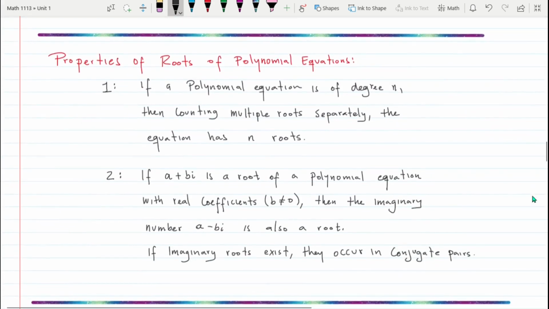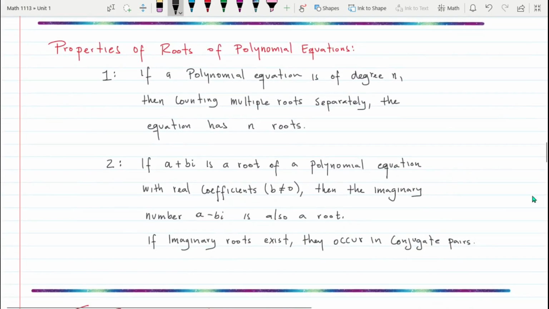Now let's talk about some properties of the roots. Okay, now if a polynomial has degree n, whatever the highest degree of the polynomial is, counting multiple roots separately, the equation is going to have n roots. Like we saw in the previous example, it was a degree 3 polynomial, and we found 3 solutions for it. So that means that whatever the power of the polynomial is, that's how many roots you could potentially have.